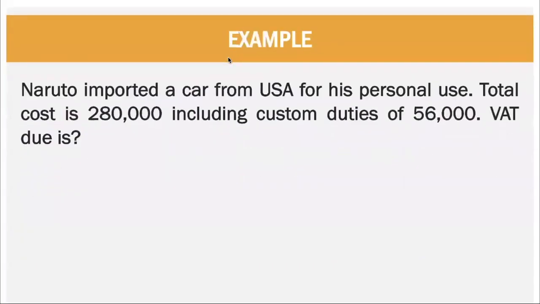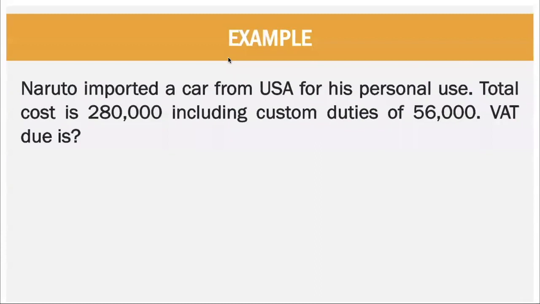Last example. Naruto imported a car from USA for his personal use. Total cost is 280,000, including customs duties of 56,000. VAT due is, okay, so in this problem, the 280,000 already includes the customs duties. So you just get the 280,000 multiplied by 12%. So our answer will be 33,600.